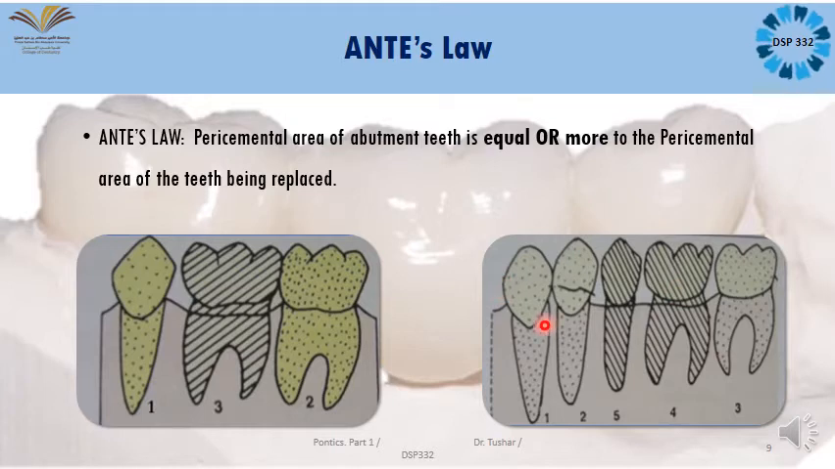If I exclude this abutment, if I don't take it, then the pericemental area of the abutment will be 5 and the pericemental area of my pontic will also be 5. So it is equal, and that is also acceptable. But if the pericemental area of your abutment is less than that of the pontic, then you are disobeying Ante's law. Then anything can happen in future. It is unpredictable. That is why we should obey Ante's law. Clear? Right. Yes, Fahad?